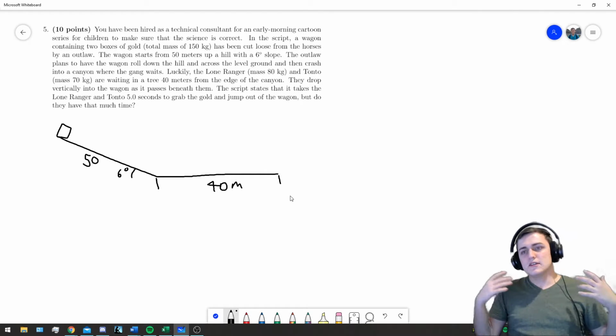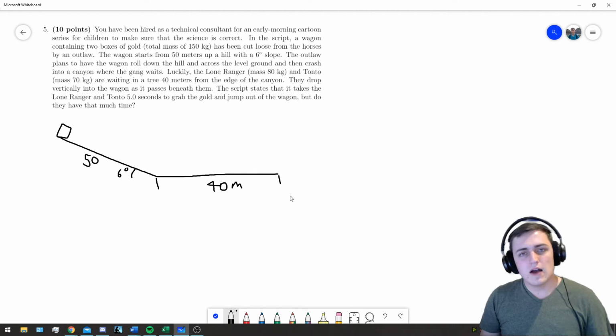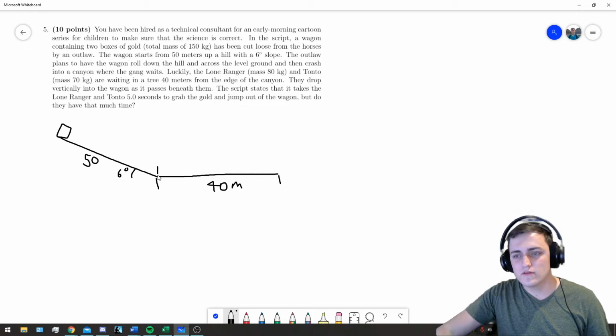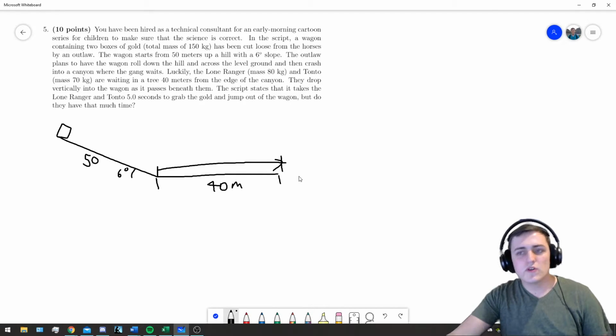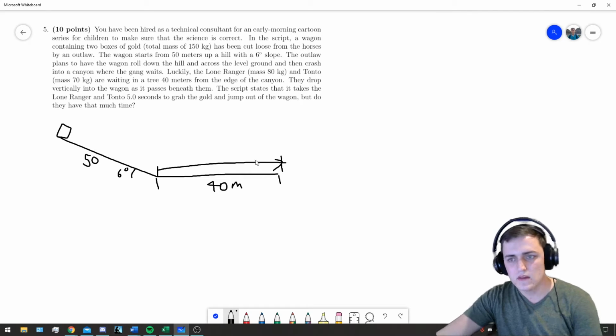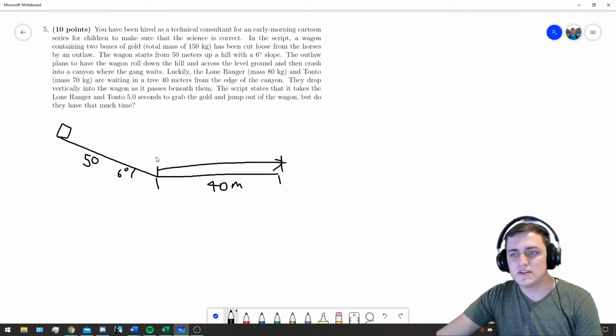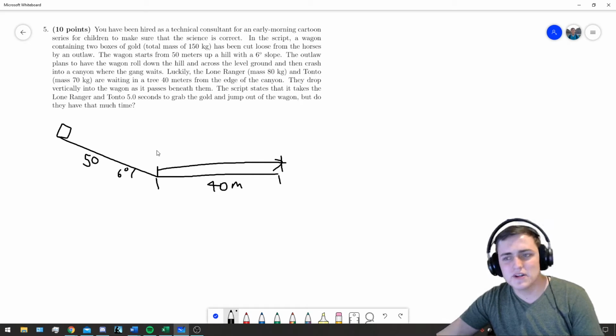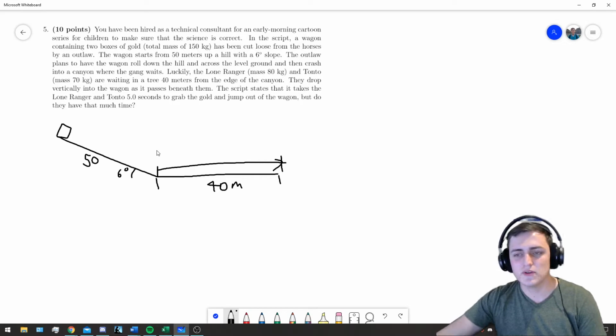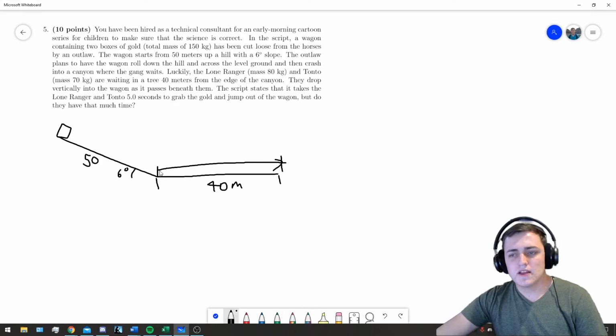So all we're doing is testing, well, how long does it take them to go from here to here? Is that more or less than 5 seconds? Can they get the gold and jump off before they crash? And so what that means is we need to know their kinematics: their speed and their acceleration at this point. Really, the block accelerates down the hill, then travels at constant velocity. So we really want to know this v.